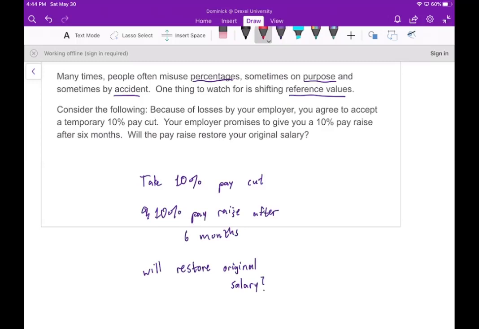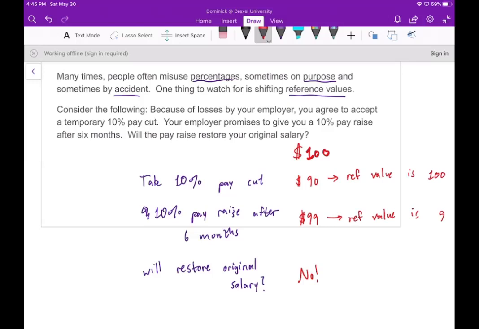Right? So let's say that you start off with $100, just to have a nice round number. All right? Now, if you take 10% away from that, that means that you're going to take 10 off and you're going to be left with 90. Right? Now, if you add 10% to 90, you're going to have 1.1 times 90, and you're going to only come back up to $99, right? So of course, the answer here is no. And that's because in this first point, your reference value is 100, but at this point, your reference value is 90.